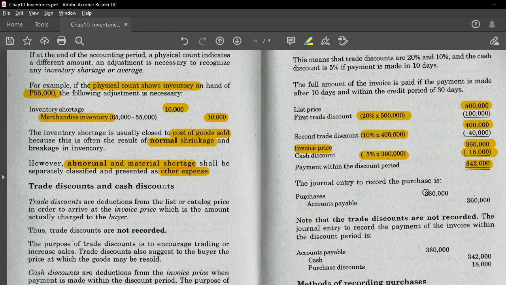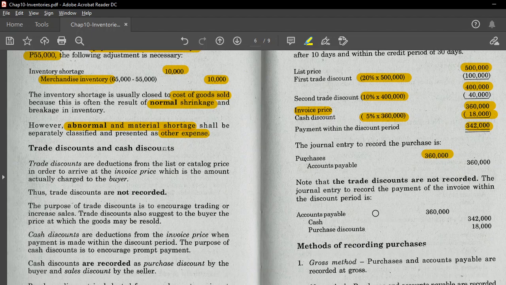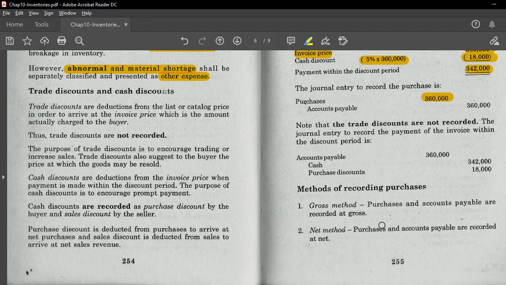Sabi ko earlier, ang invoice price mo na mo-appear sa imong resibo. Ang resibo diri ka magbase sa imong journal entry, kaya 360. So, recording your discounts could be gross method or net method.